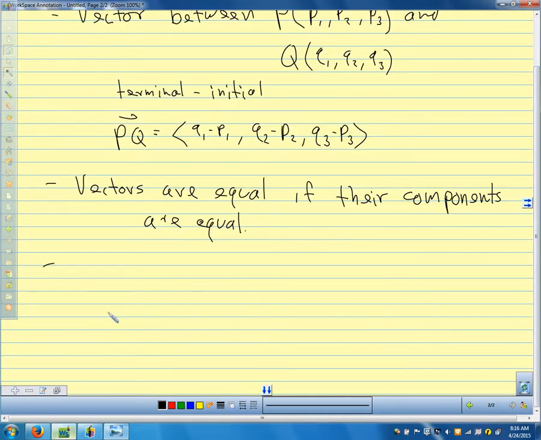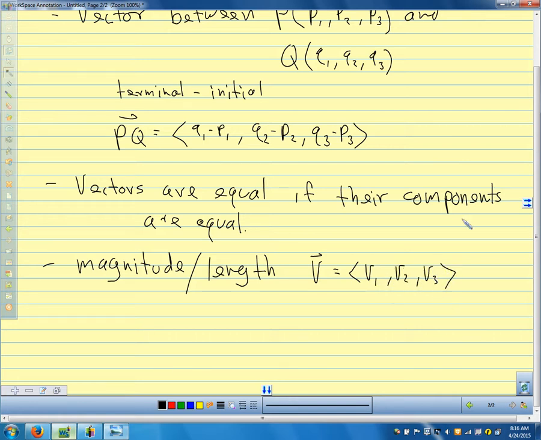We also work with the magnitude or the length. So if we have our vector v in component form v1, v2, v3, the magnitude of v, or the length of v, we write double bars around it. And I learned it in older textbooks, they just use a single bar, so it looks like absolute value. It means the same thing if you're talking about a vector. That's the length.